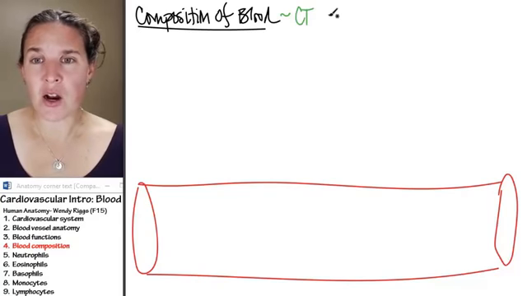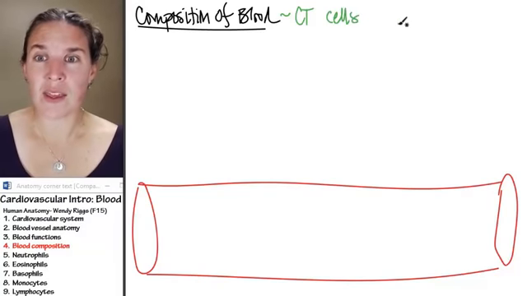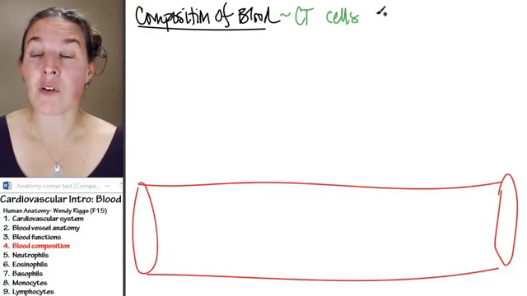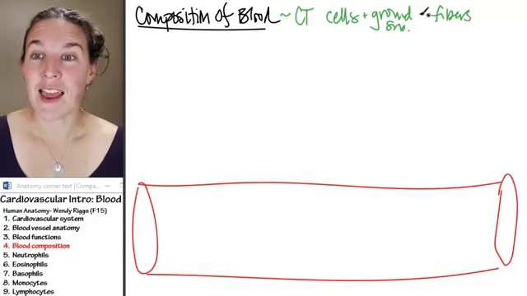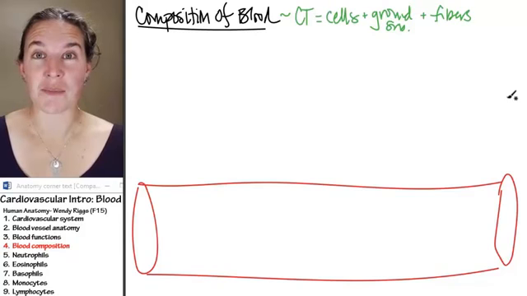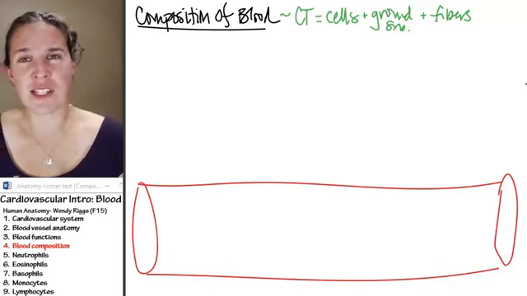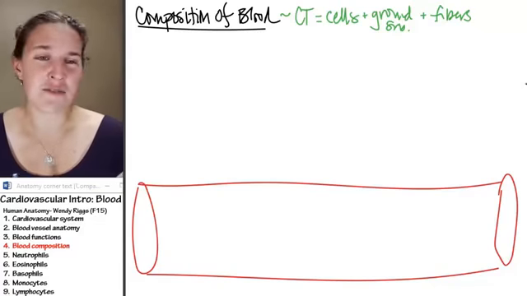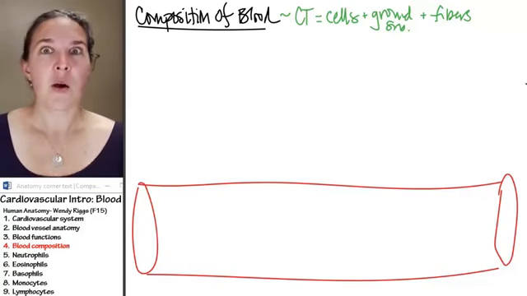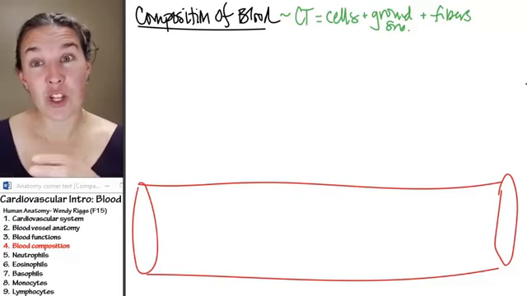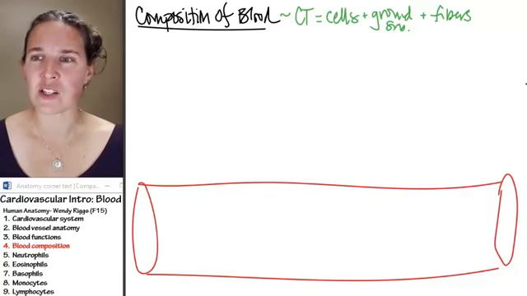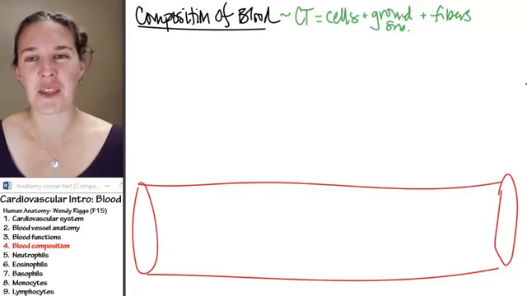Connective tissues are cells within a matrix of ground substance and fibers. And that's what all connective tissues are. And you might be thinking, but we have been looking at irregular connective tissue and dense irregular connective tissue, and how can fluid be a connective tissue? But remember that connective tissue is highly diverse, and fluid connective tissue is a really interesting variation on the theme.